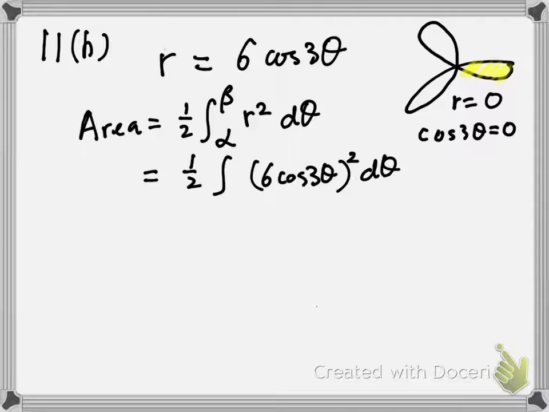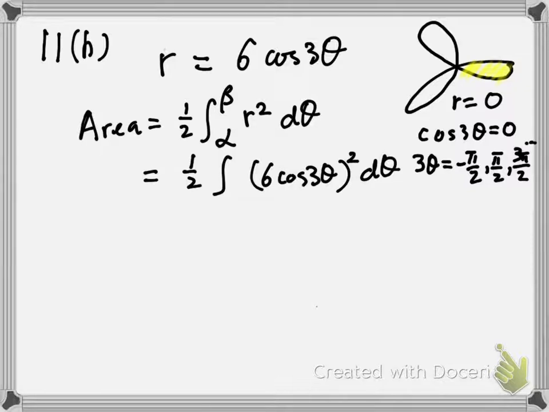When cosine of something is 0, then 3 theta will take many different values. For example, minus 90 degrees, which we put in radians, or 90 degrees, or maybe 270 degrees, and so forth, for cosine to be 0. So there are a lot of values, so I'm going to put dot, dot, dot.